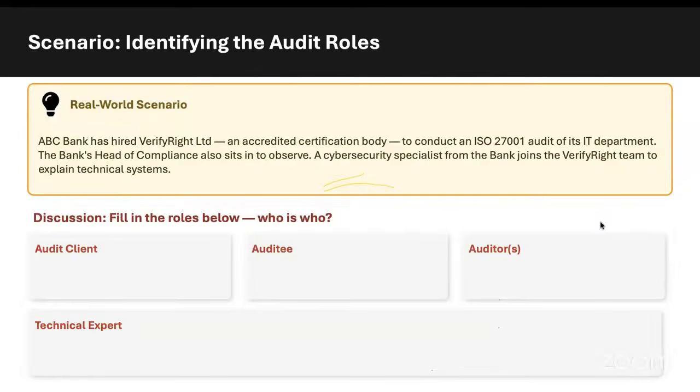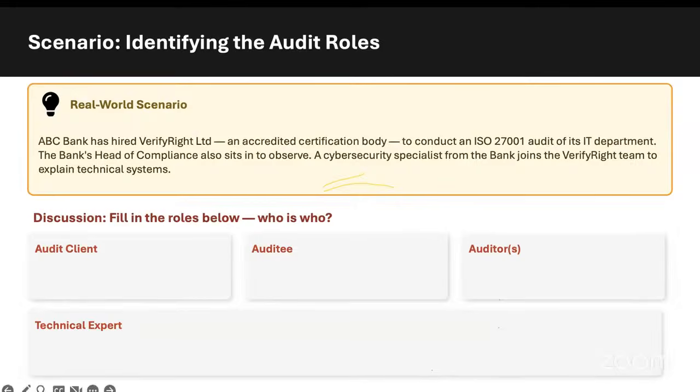Okay, Peace said ABC Limited is the audit client. That is very correct, because ABC is the one that invited Verify Limited to come and audit them. They invited them, and we need to take note of something very important: ABC Bank did not invite Verify Limited to come and audit the entire bank.